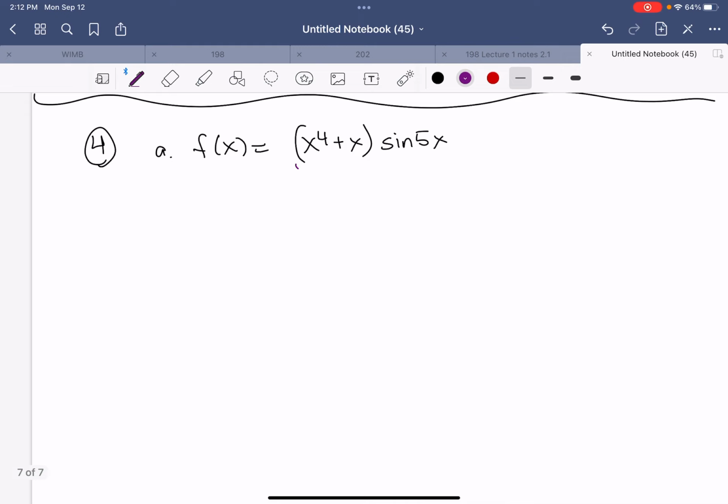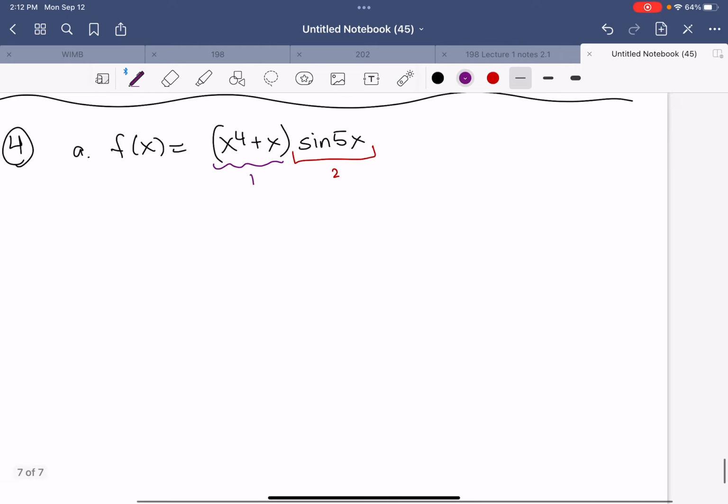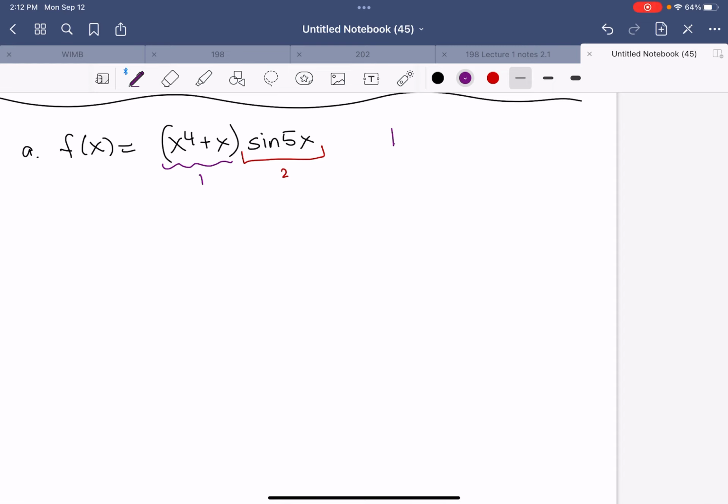So when I think about it, this is going to be my function 1, and this is going to be my function 2. If you're writing it out, that means that function 1 is x to the 4th plus x, and 1 prime is 4x cubed plus 1. Function 2 is the sine of 5x, which in itself has a chain rule because it's the sine of 5x and not just the sine of x. So this 2 prime here is going to be 5 cosine of 5x.